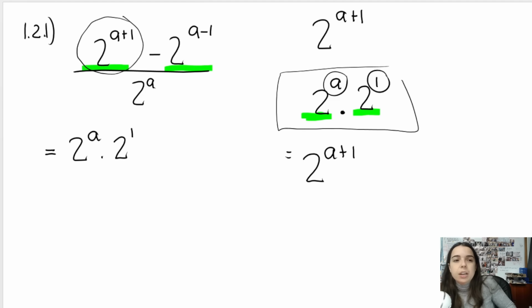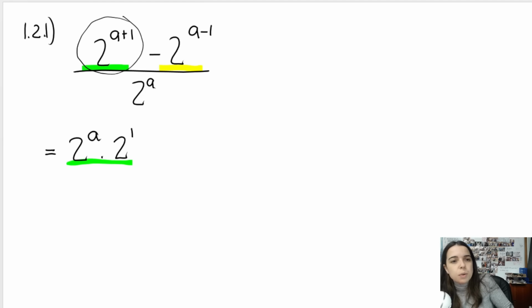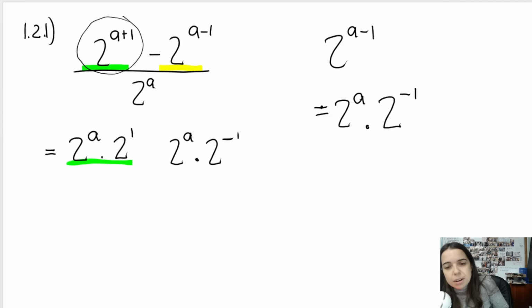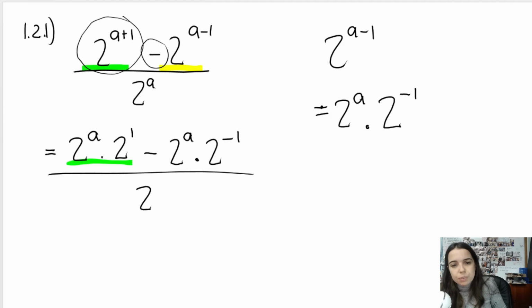If not, it's okay. In the same way that I broke that down into this, let's use a different color highlighter for this one, just so that we can keep everything nicely together so you can see what I'm doing. In the same way that I broke down that one, I can break down the next one as well. So 2 to the power of a minus 1, let's see if you can break that down. It's 2 to the power of a multiplied by, what do you think? Yeah, 2 to the power of minus 1, exactly. So this is 2 to the power of a multiplied by 2 to the power of minus 1. That minus that initially separated the terms is still there. And then we've got 2a at the bottom.